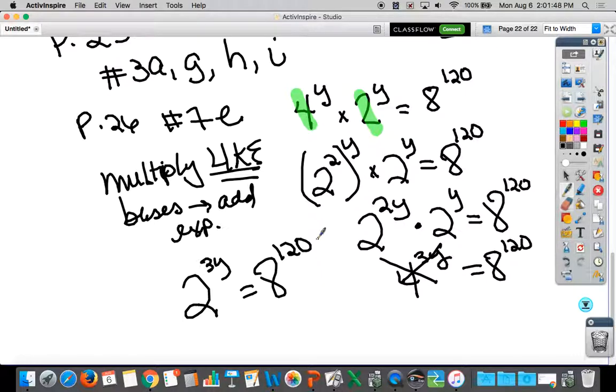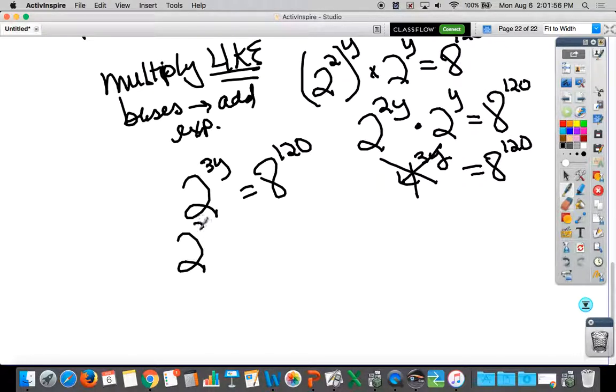Do you see another base that I can change? 8. So 8 can be changed to 2 to the 3rd. It's just like a dollar bill. How many ways are there to rewrite a dollar bill? A dollar bill can be known as 100 cents, 4 quarters, 10 dimes, 20 nickels, right? So, it's just the same way. If we write $1 as all those ways, we can write 8 as 2 to the 3rd.